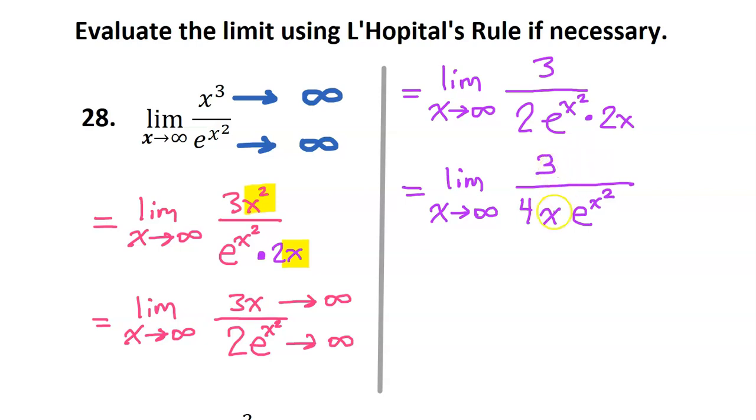But when we analyze again what's happening to this fraction as x approaches infinity, we notice that we have a constant in the numerator. So the numerator is just approaching 3, while the denominator is still approaching infinity. So if you have a constant in the numerator while the denominator is getting bigger and bigger and bigger, that means the value of the fraction is getting smaller and smaller and smaller, therefore approaching 0. So this limit is 0.